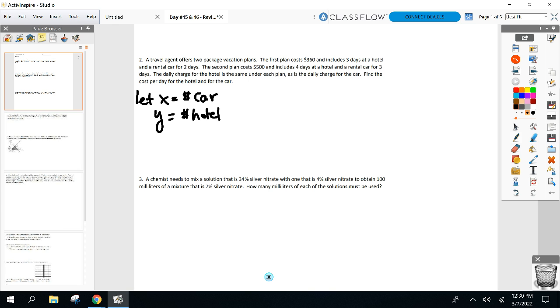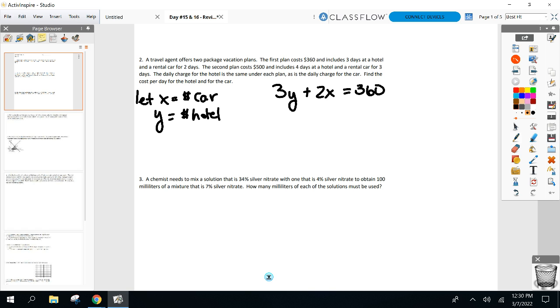Two equations, two variables. Tell me something about the first plan or first equation. 360 for 3 days at the hotel, two for the rental car. What do we got? Setting up the first one. X plus... ooh, we're not putting X plus Y here. We got 3 days for the hotel and 2 days for the rental car. So I can't just leave X and Y, right? 3Y plus 2X totals up to 360.